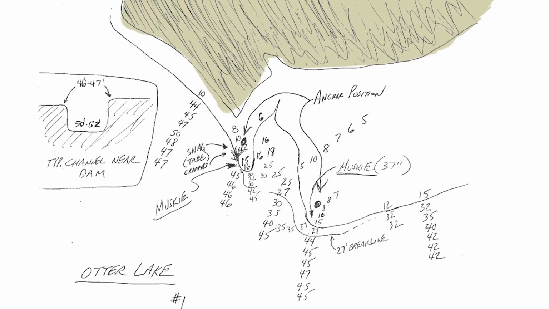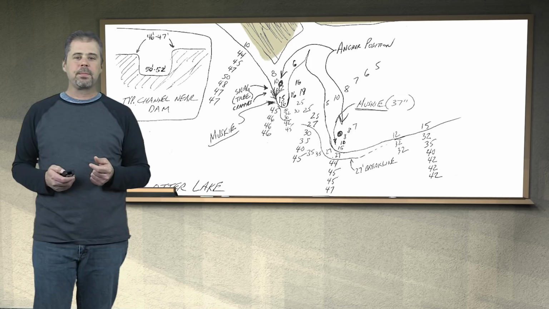And I caught some fish off there. That second point had a secondary break line. The main break line was at 15 feet, and the drop off was at 27 feet. And you can see I marked the map with anchoring positions. I put little dots on there where to anchor the boat, and I wrote down some of the fish I caught there. Like I caught a 37-inch muskie in the one spot, and I caught a nice muskie in the other spot. I've caught several muskies on this structure.